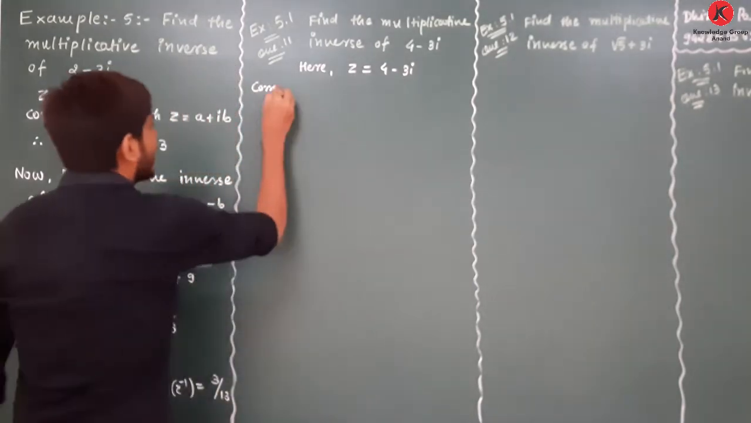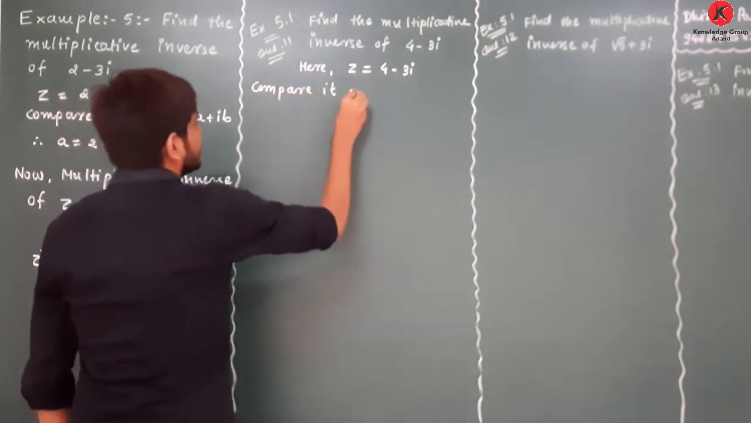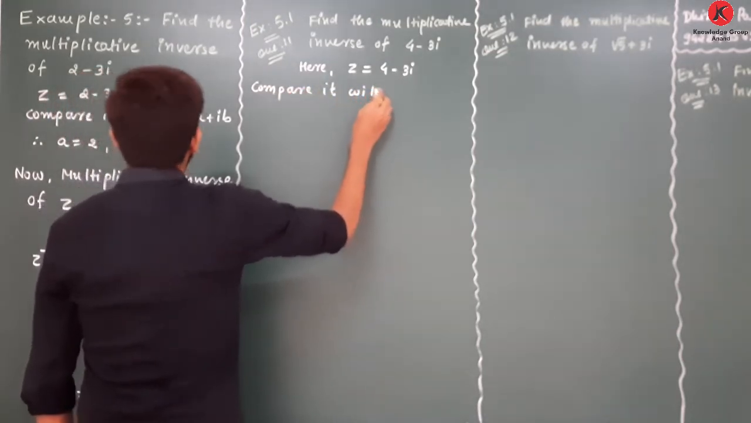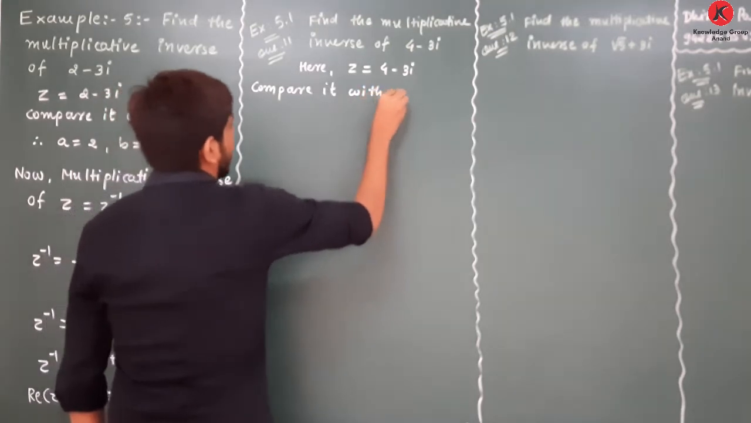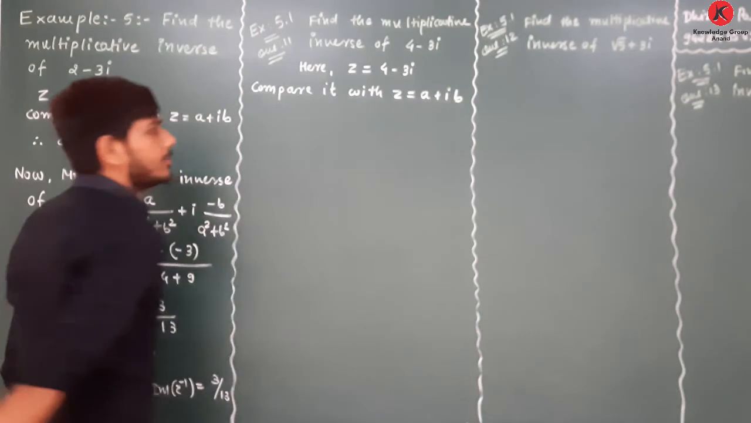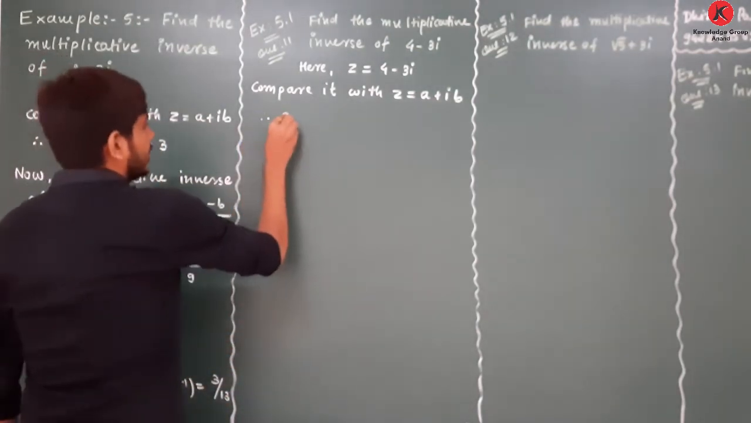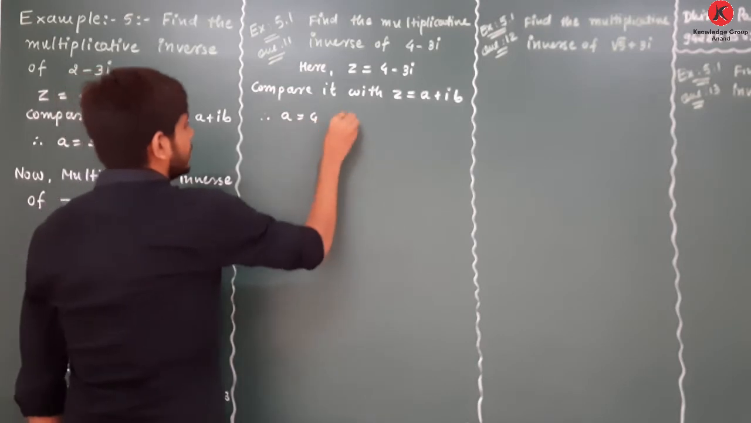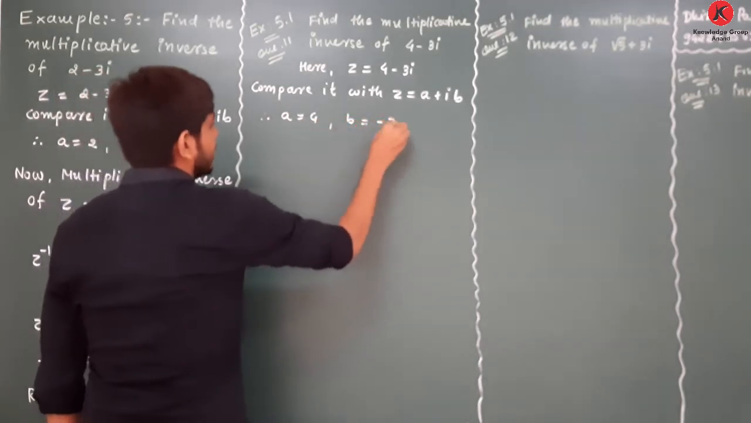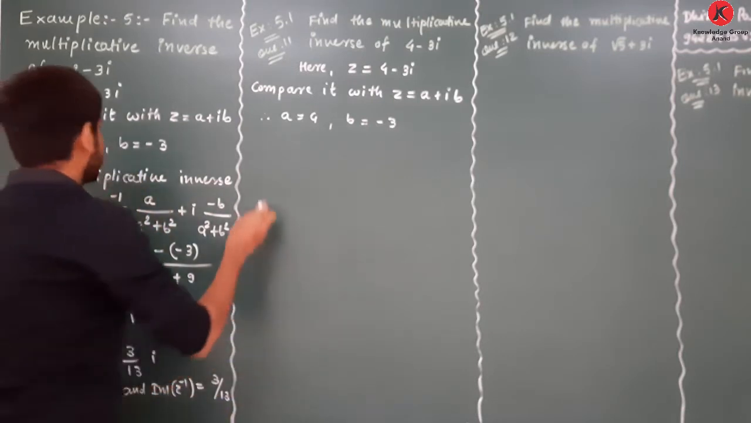Now compare it with z equals a plus ib, or writing a plus bi is also fine. Therefore, we are getting a equals 4 and b equals minus 3 here.